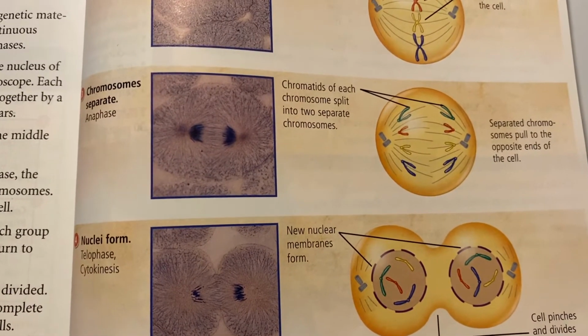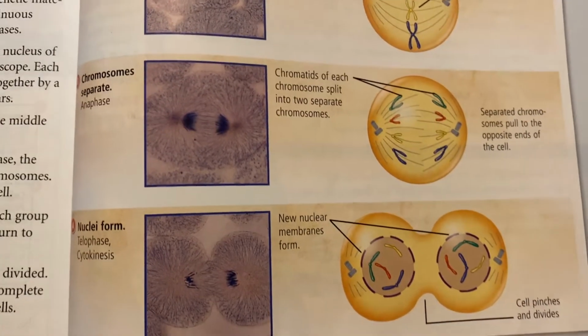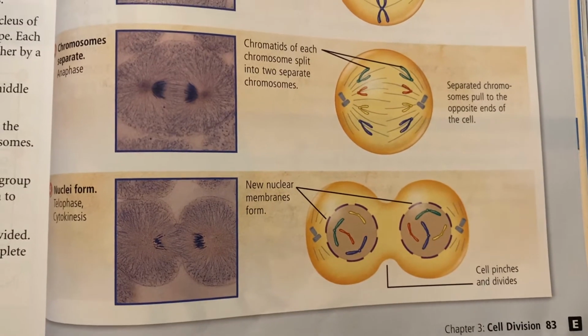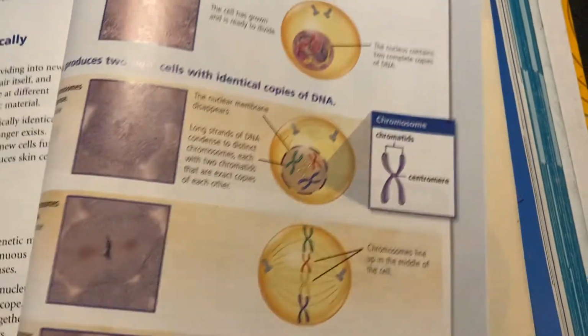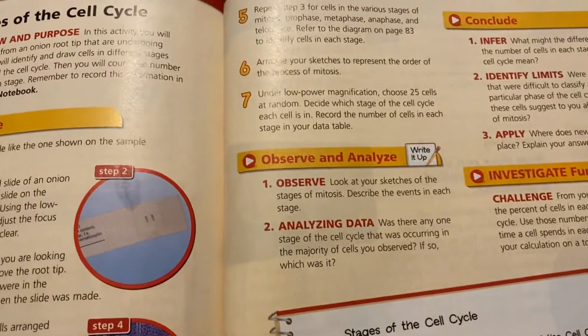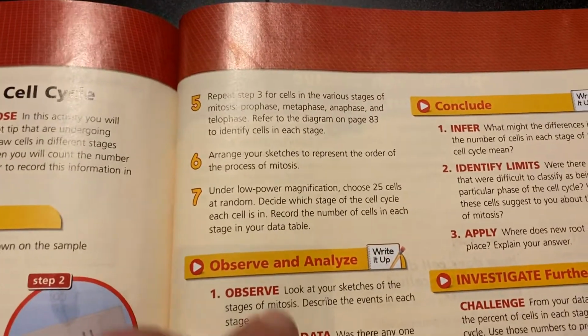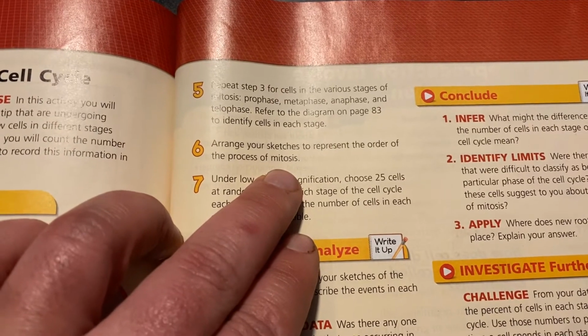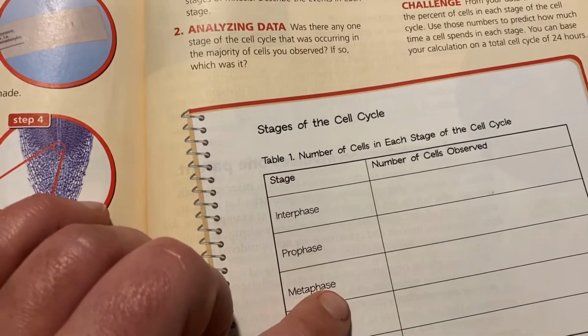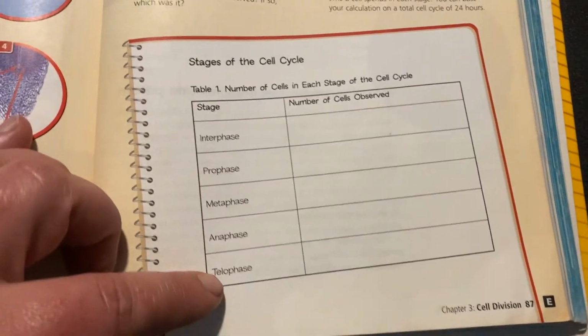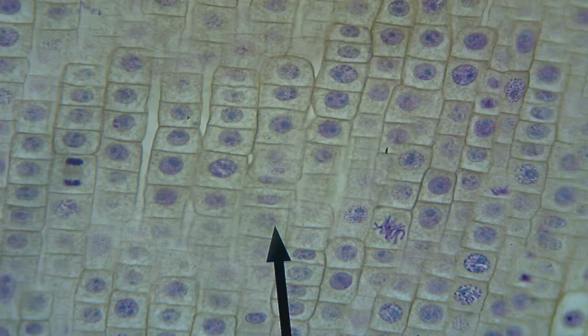So in the next slides, I'm going to stop talking again. In the next slides, look for cells that are in each stage of mitosis. We'll go back to your chapter investigation, and then you want to sketch those stages and then put them in order. So try to find things that are in prophase. Draw a picture of what that looks like. Then metaphase, anaphase, and telophase. Okay.